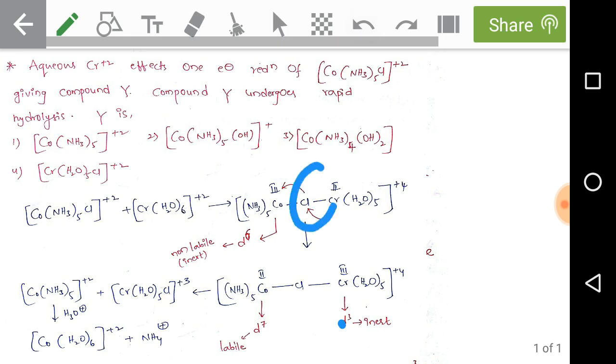Here chlorine is acting as the bridge between them, and in the next step we get the final product by hydrolysis. It produces the cobalt aqua complex. Just observe it.